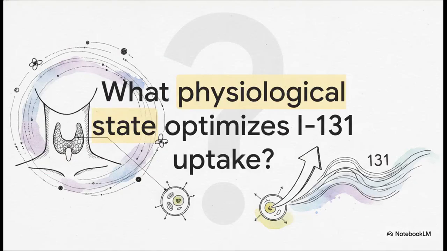Moving straight into question 10. After a completion thyroidectomy for advanced papillary thyroid cancer, the patient is going to need adjuvant radioactive iodine-131 ablation therapy. We have to wipe out any microscopic residual disease. But to optimize the uptake of this radioactive iodine by whatever cells are left, what exact physiological state do we have to actively induce before we give the therapy?